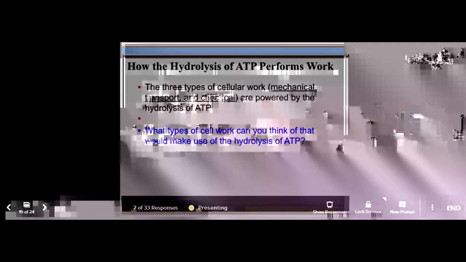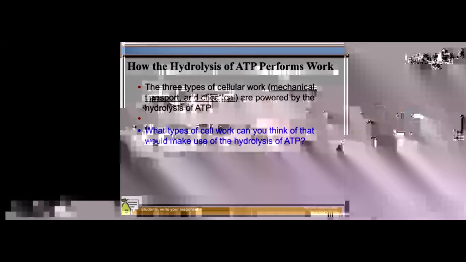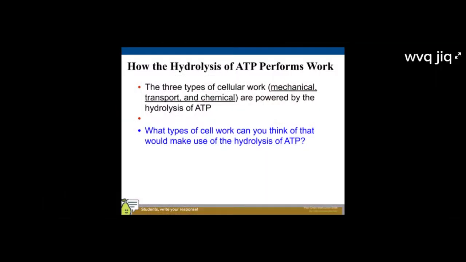So the 3 types of cellular work, mechanical, transport, and chemical, are powered by this. Can you think of types of cell work that would make use of this? What kinds of things need to happen in a cell, in every living cell? Be as specific as you can, because you can think of some of these things. We've already done some examples.